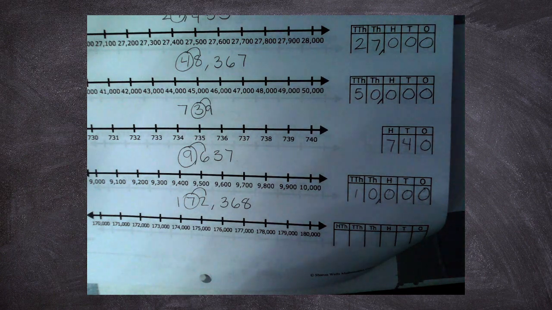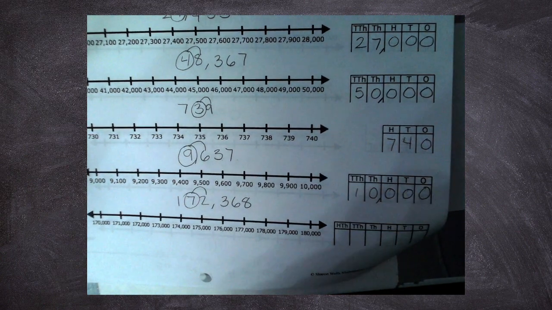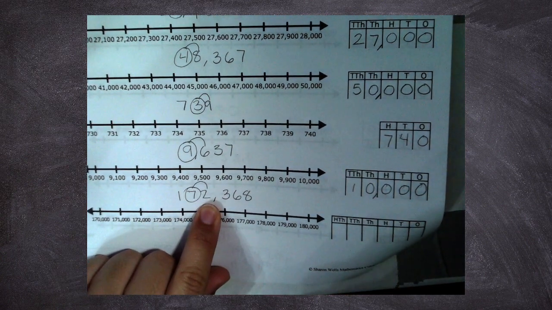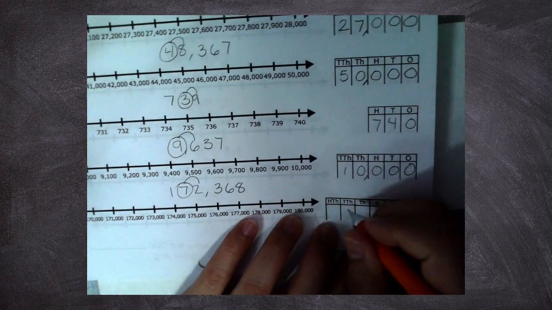Ezekiel, if my neighbor's a 2, what's going to happen to my 7? Is it going to go up or is it going to stay the same? Take a look at that neighbor. What do you think, Ezekiel? If the neighbor's a 2, does it go up or stay the same? It's going to stay the same. So my 7 is going to stay 7.